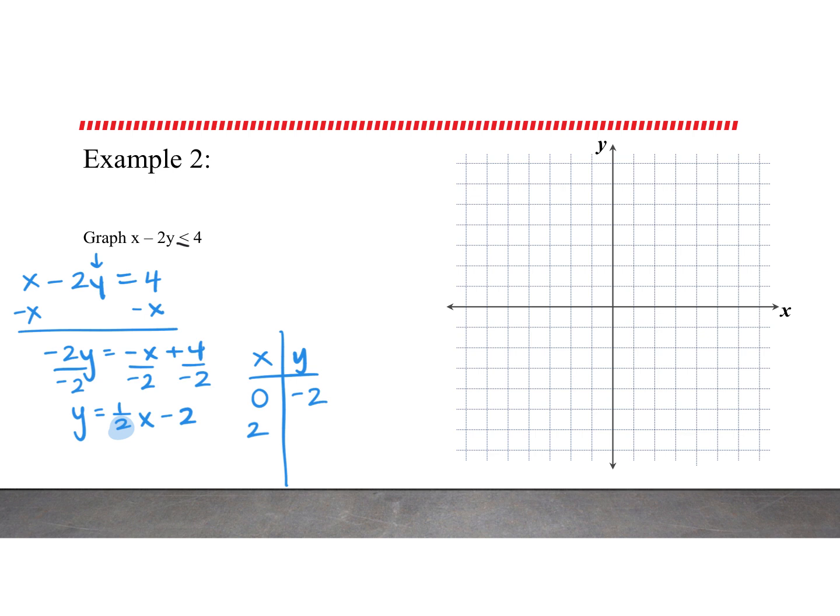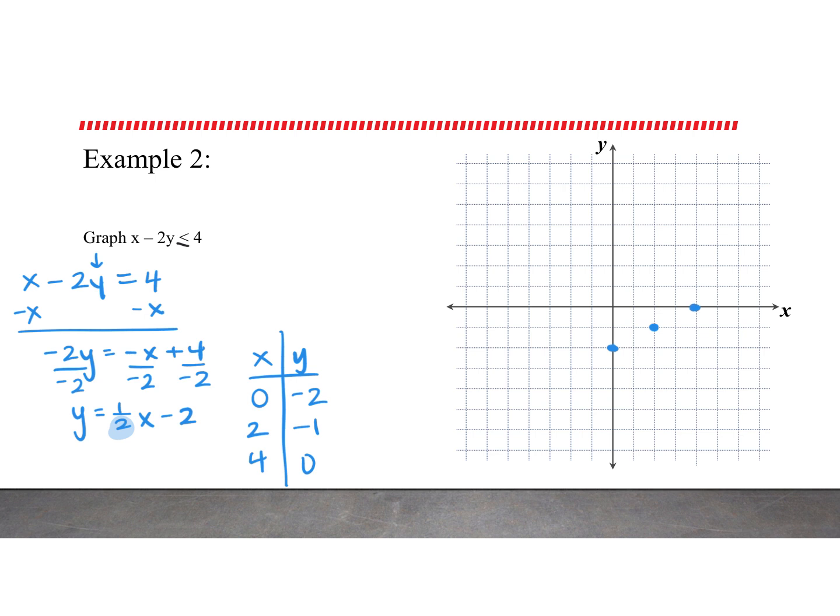1/2 times 2 gives me 1. Minus 2 gives me -1. I could plug in a 4. And this gives us a 0. So that gave us a couple points to graph with. So we can get that on our graph.